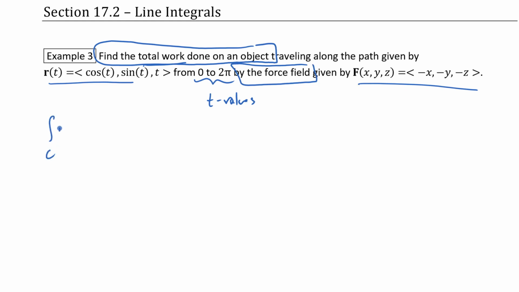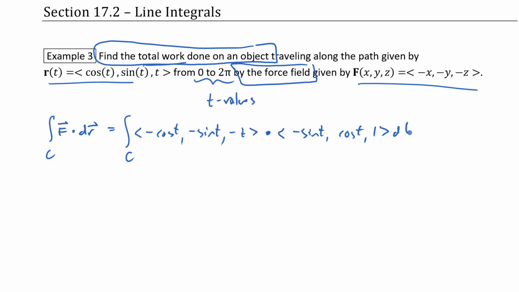Okay, so we are going to do the line integral of F dot dr. F is equal to negative, let's see, x is cosine of t, and then negative y, y is sine of t, so negative sine of t. And then z is t, so negative t. And then the dot product with r prime, which is negative sine of t, cosine of t, 1, dt. Now let's simplify that. We have cosine of t sine of t minus, oh, that's convenient, sine of t cosine of t minus t dt. And t here is going from 0 to 2 pi.